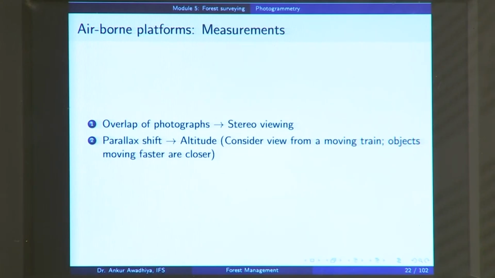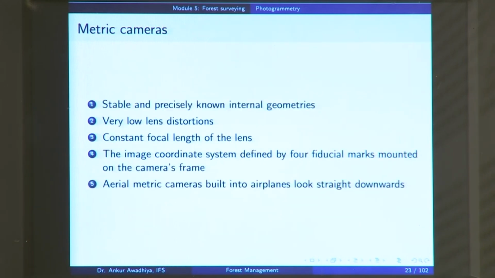is moving over an area, and if there is a greater amount of change in the photograph, then probably that object is closer to the aircraft, whereas if there are fewer changes in the object or in the images, then those objects are at a greater distance from the aircraft.